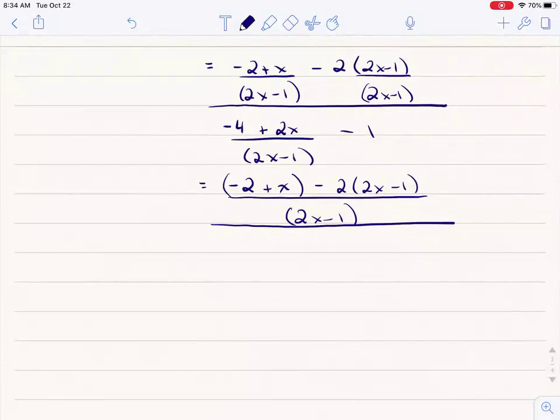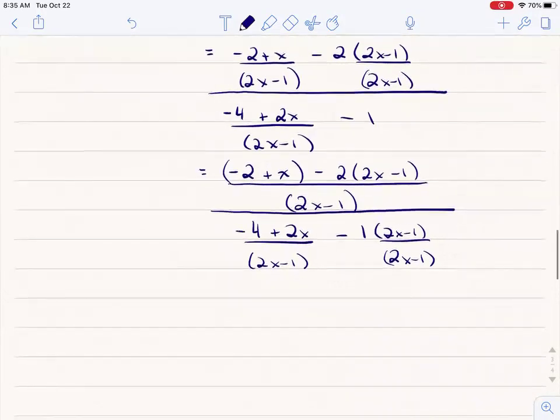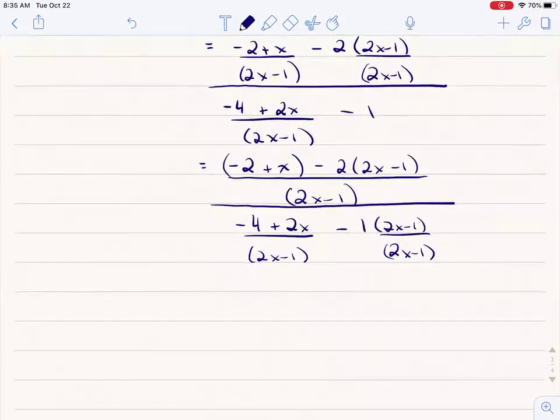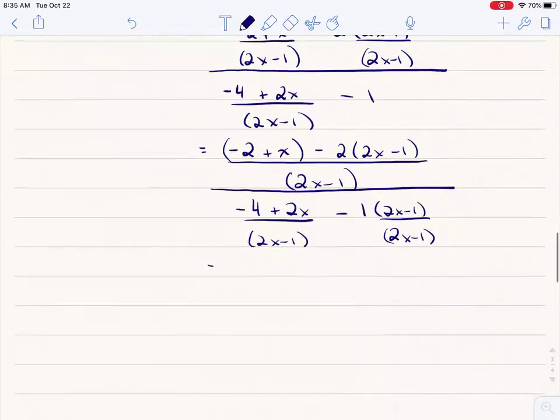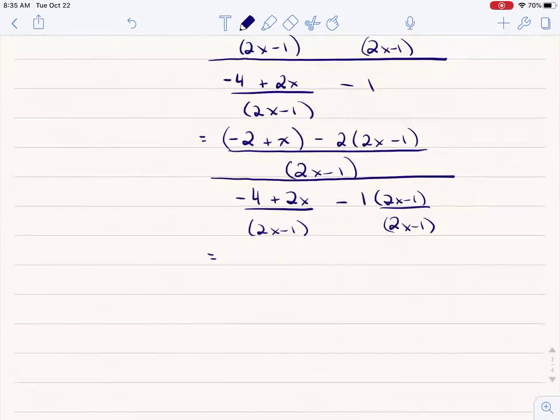I still need to get the denominator over a common denominator, right? And so I've got negative 4 plus 2x over 2x minus 1, minus 1 times 2x minus 1 over 2x minus 1. And then now I can put that denominator over a common denominator. So many numerators and denominators.